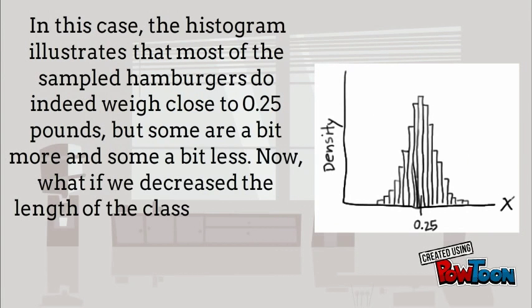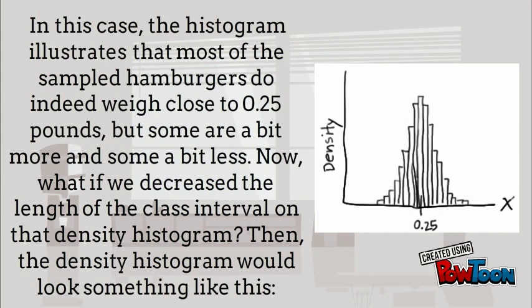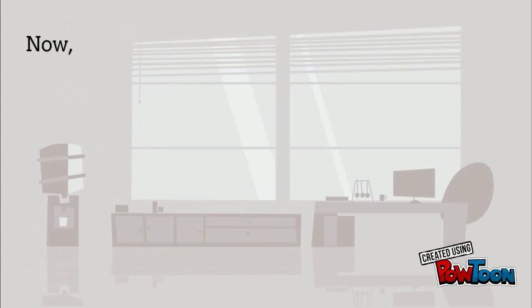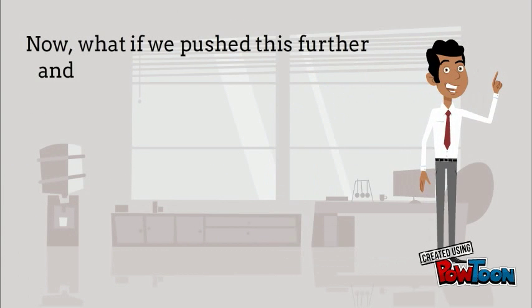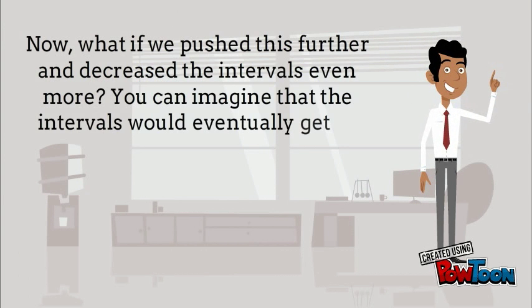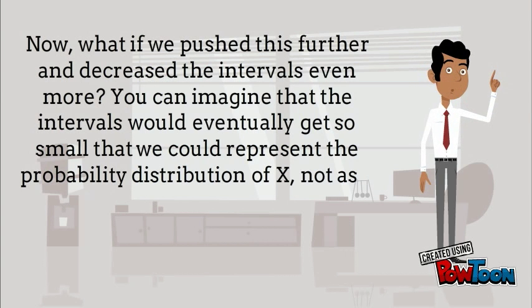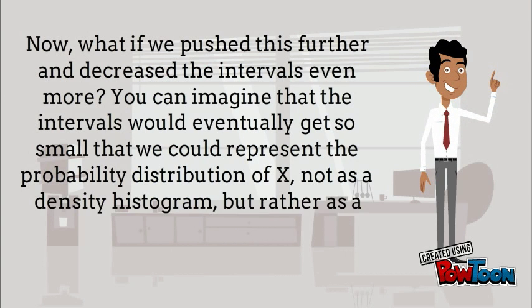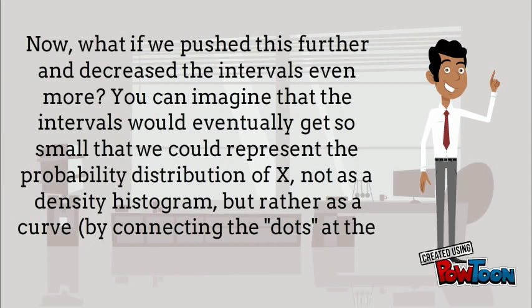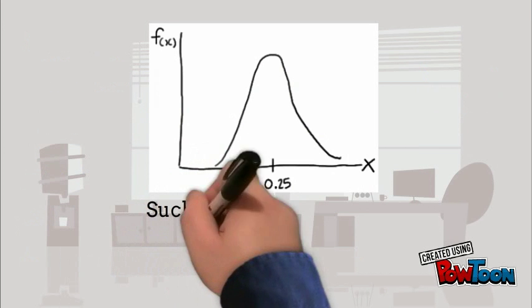Now what if we decrease the length of the class interval in the density histogram? Then the density histogram could look something like this. Now what if we push this further and decrease the intervals even more? You can imagine that the intervals could eventually get so small that we could represent the probability distribution of x not as a density histogram, but rather as a curve by connecting the dots at the tops of the tiny rectangles.